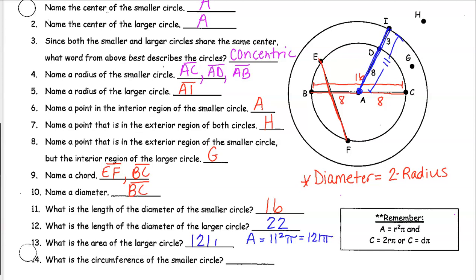Now we're going to leave our answers in terms of pi, which means that we're going to have pi in our answer. Since it is an area, let's put units squared on there. The circumference of the smaller circle: for circumference, we can either do 2r pi, or we can do pi times d, or d times pi, either way. Since we know the diameter of the smaller circle from number 11 is 16, d times pi would be 16 pi. And again, I'm just going to put a little u there for units.